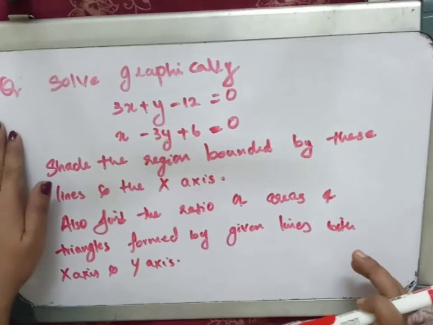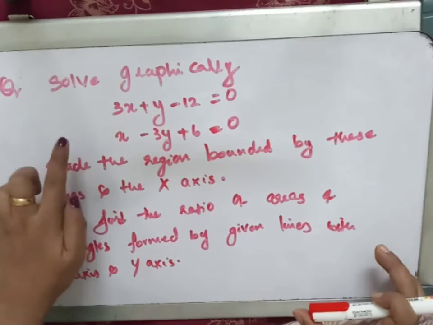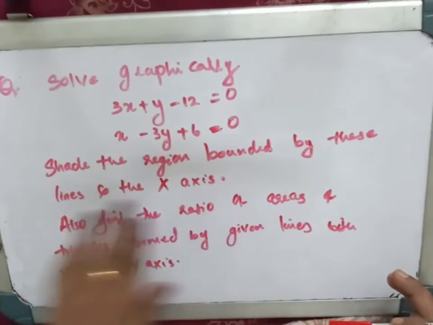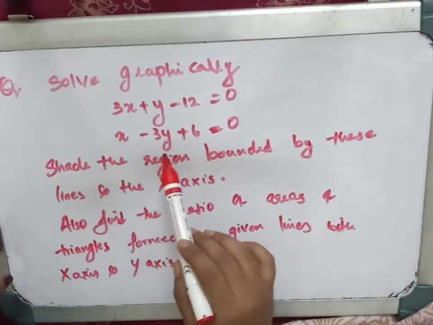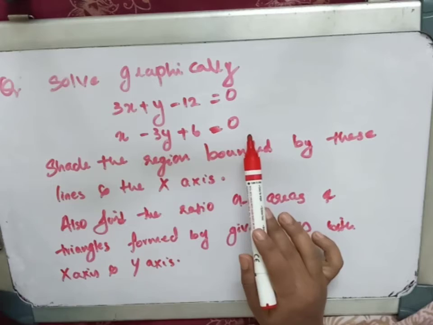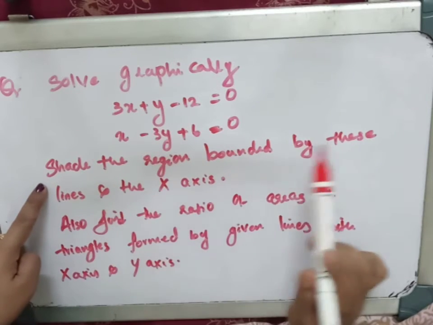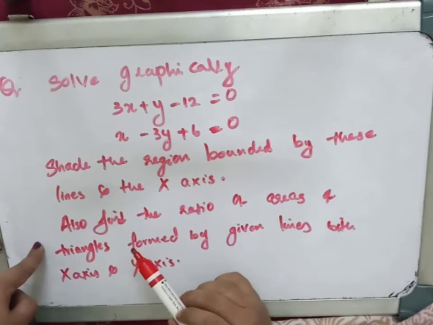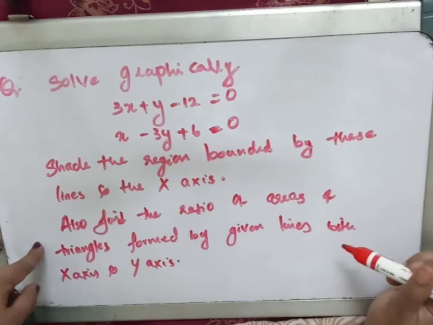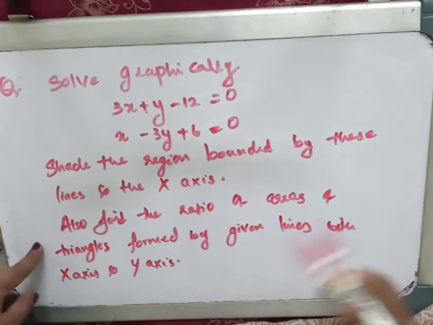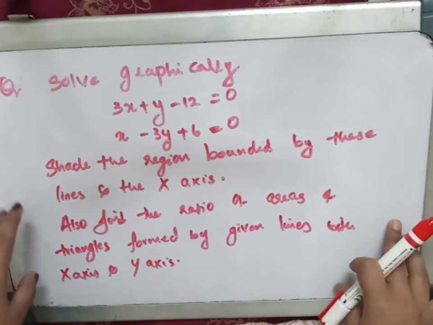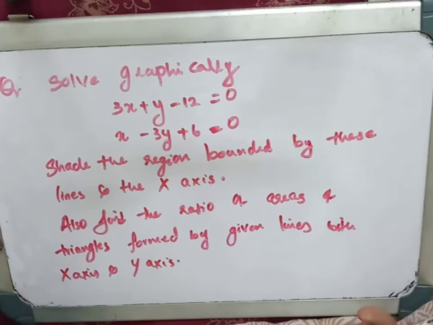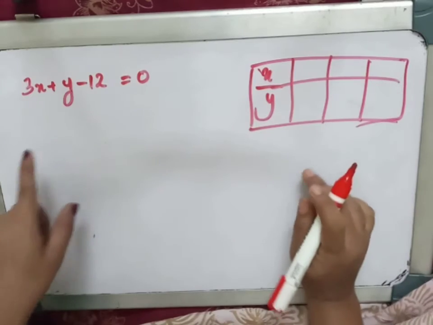Let us see this question solved graphically. 3x plus y minus 12 is equal to 0 and x minus 3y plus 6 is equal to 0. Then shade the region bounded by these lines and the x-axis. Also find the ratio of the areas of the triangles formed by the given lines with x-axis and y-axis. So first we have to solve the set of equations graphically. So let us proceed.